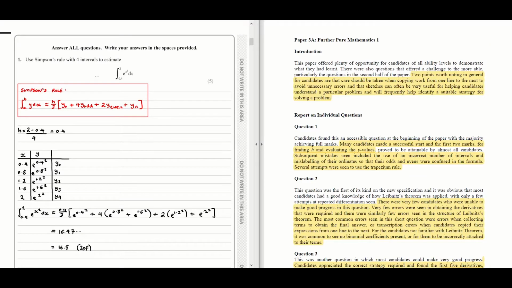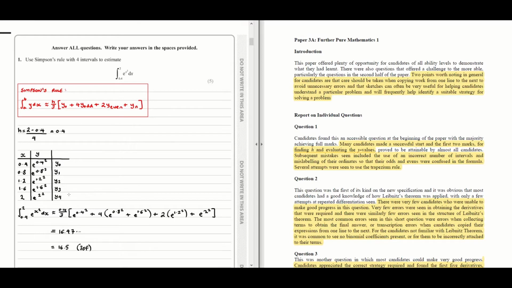Question 1 was regarding the Simpson's rule. This was a pretty decent question, quite straightforward. A lot of people made good attempts at this question. They scored the first 2 marks, but there were a couple of mistakes, which included the use of incorrect number of intervals and mislabeling of their ordinates so that their odds and evens were confused in the formula.